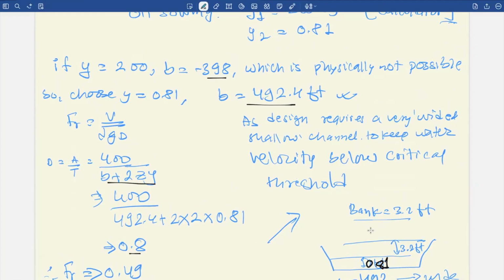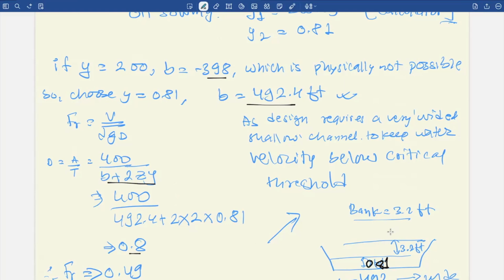And for the final step, that is bank freeboard, we choose a bank freeboard of 3.2 feet. So total bank height from the channel bottom will be y plus freeboard, that is 0.81 plus 3.2, which is around 4 feet. And here there is no lining freeboard, because erodible gravel channels have no rigid lining above the water line. The bank freeboard is the only safety margin, and it is read directly from the standard chart.